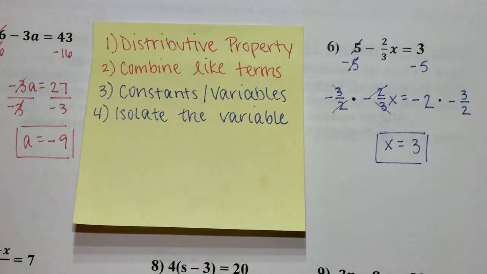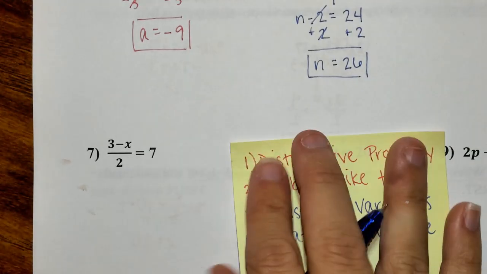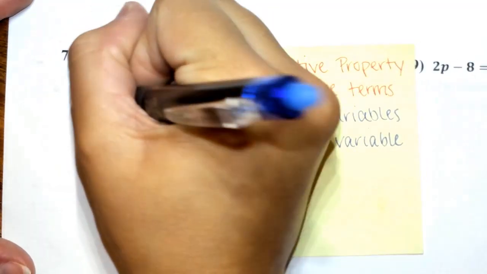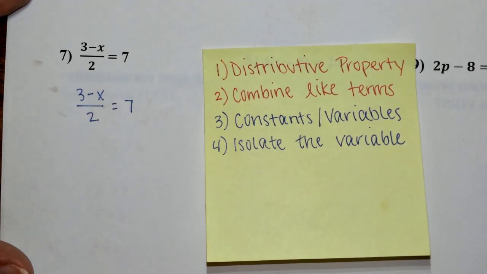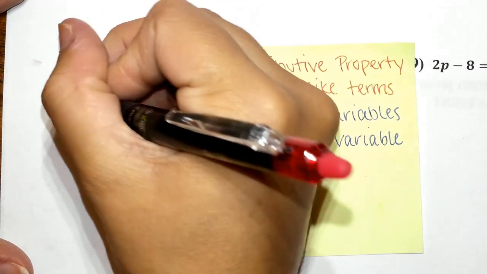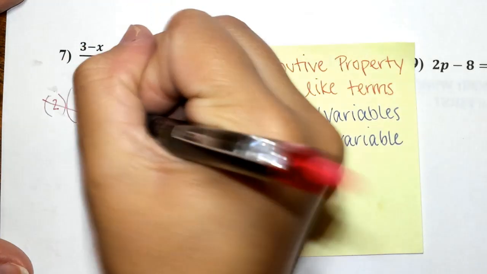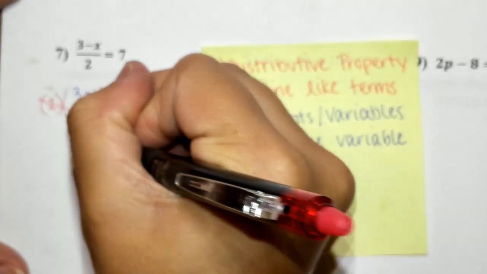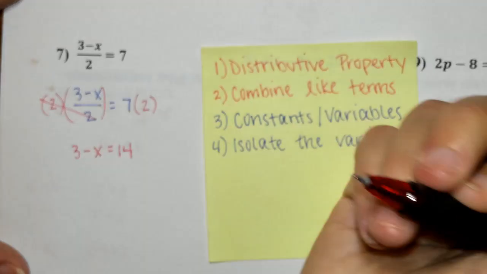Number 7. Again, this is our exception because there's an entire difference in the numerator. So I'm going to rewrite this. 3 minus x divided by 2 equals 7. Okay, and then remember, we have to get rid of that division before we can solve for x. So this side is being divided by 2. To get rid of that, I'm going to multiply by 2. But if I do it on one side, I have to do it on the other side. The 2's cancel. I'm left with 3 minus x on the left side. And 7 times 2 is 14.